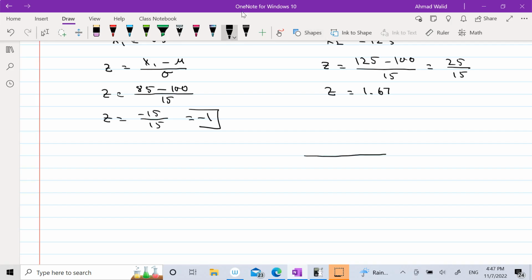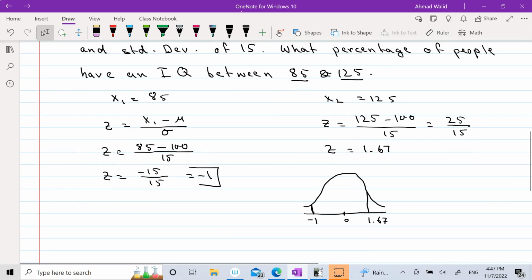I'll draw a normal distribution and I'll mark both of my z scores. Here 0, of course on the right side I'll mark 1.67, which is my z score, and on the left side negative 1. Now I'll read the problem where to shade: between 85 and 125. It means I have to look for this area between both of them.